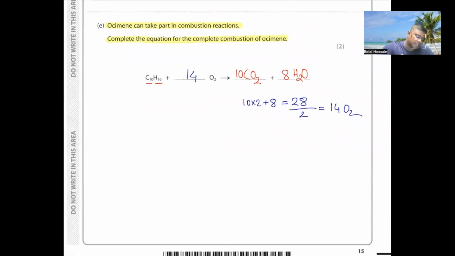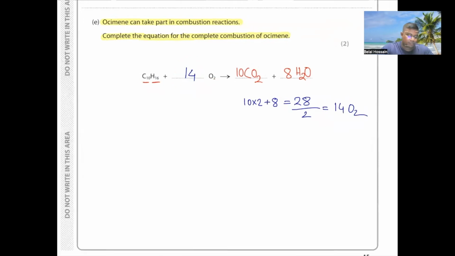Guys, questions like these are pretty straightforward. So please focus on the hydrogen and write down the number of water, focus on the carbon and write down the number of carbon dioxide. And then once you get those numbers, find out the number of oxygen atoms that is needed. Because oxygen atoms do not exist alone, they are diatomic, so divide by 2 to get the number of oxygen molecules. And that's how you get it. If there is any oxygen included in this particular compound, make sure to subtract it from here. And that's how you'll get a balanced equation.